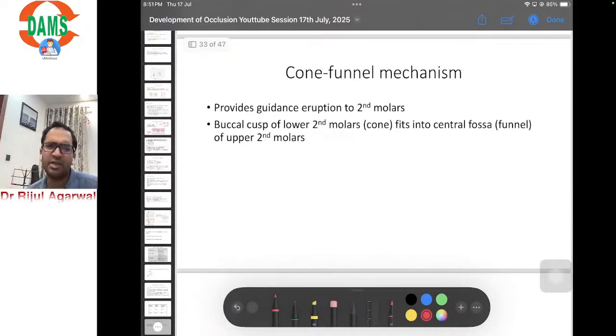Next, a very easy concept to understand, that is the cone funnel mechanism. If anyone has any doubt, it is a very important concept, please write. I'll be able to help you out.